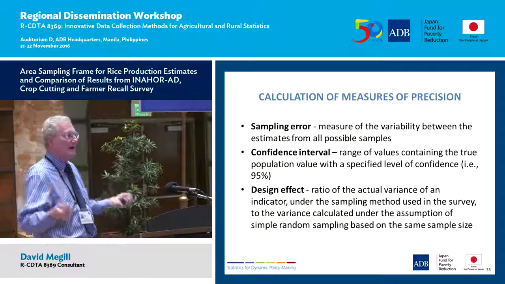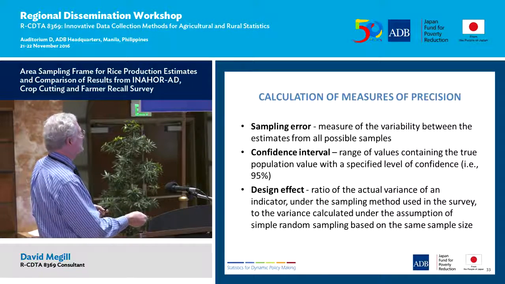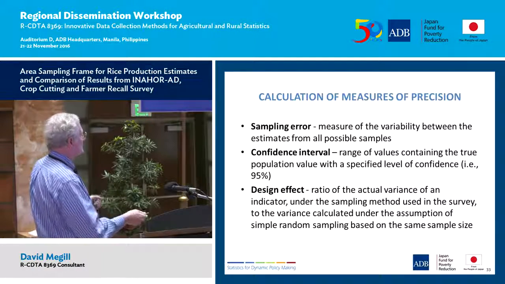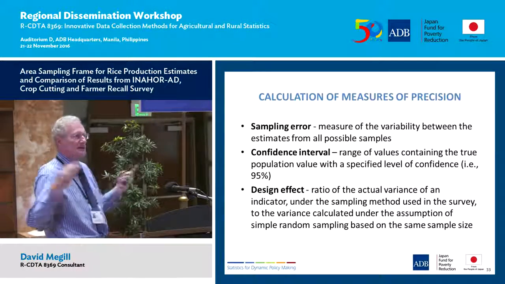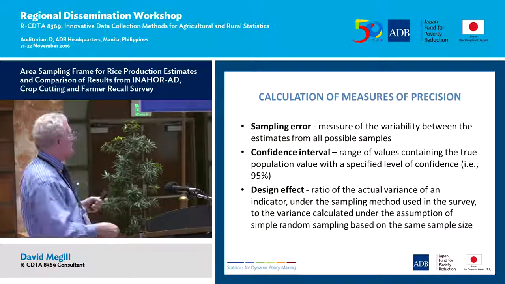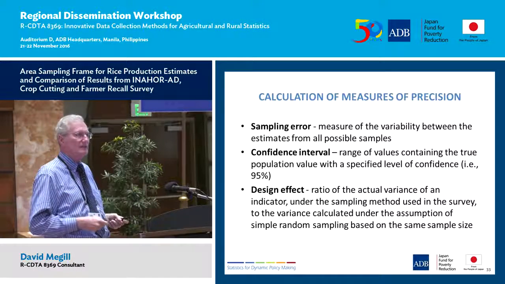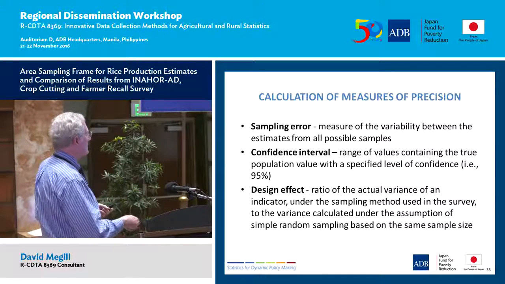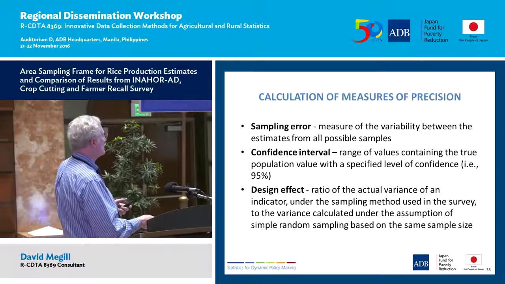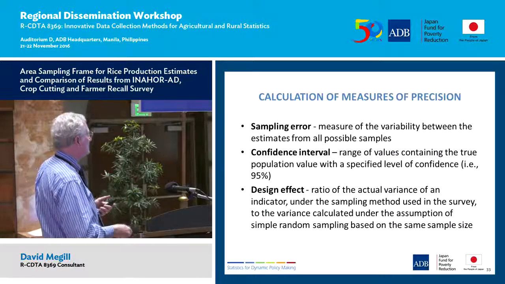Okay, and as most of you know, we measure the precision by the sampling error, which is the variability between the estimates from all possible samples. Every sample will give us a different result. The confidence interval gives us a range of values where, for example, 95% of the estimates would fall. That gives us an idea the true value would be within that range.